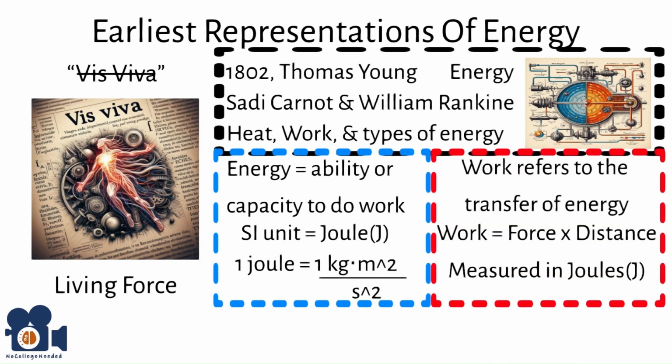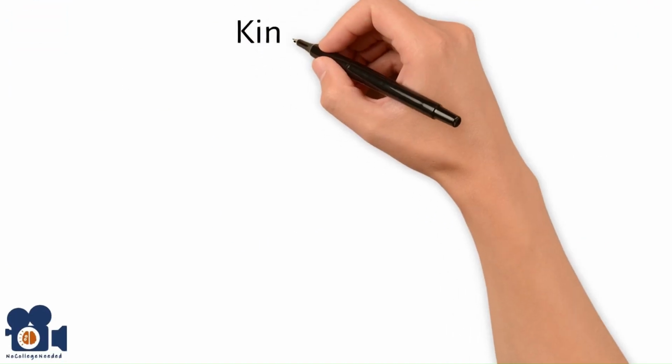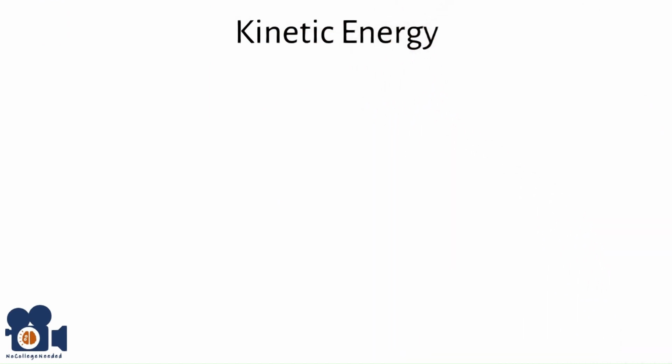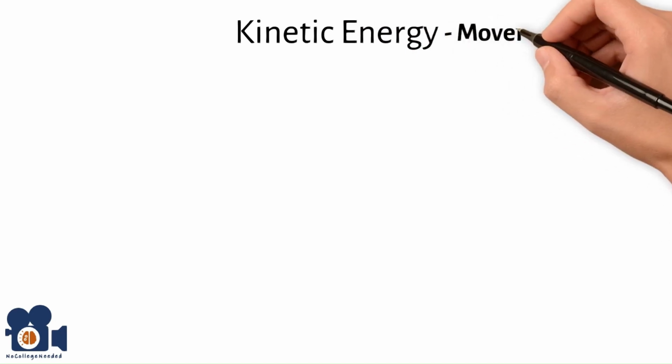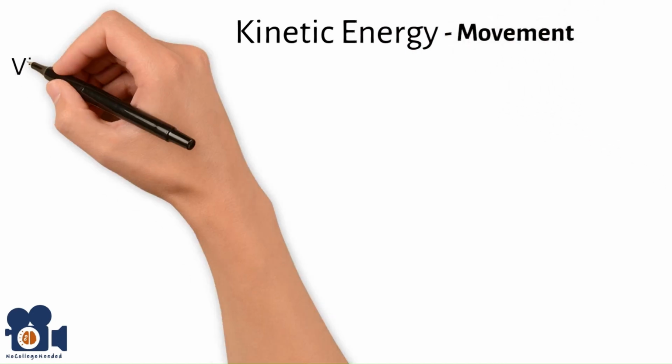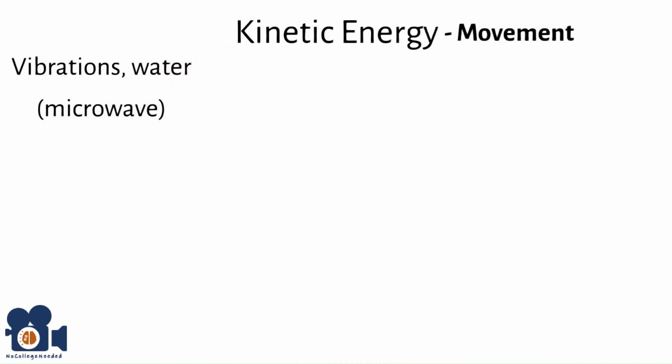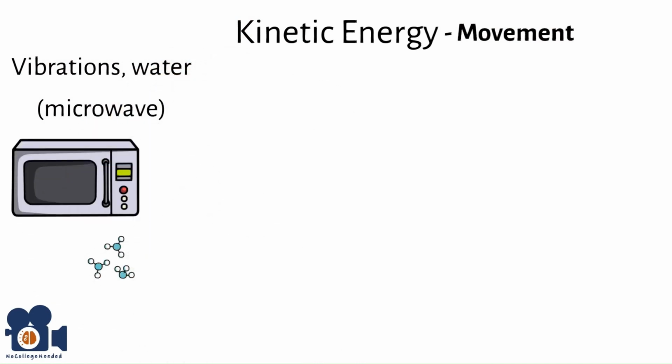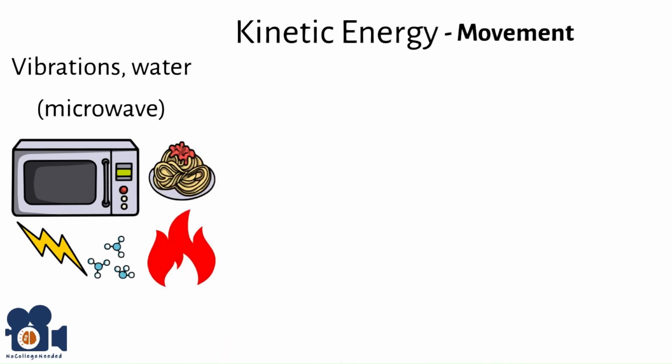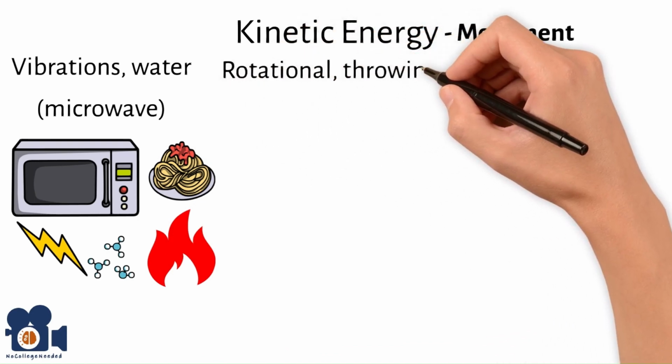The transfer of energy through work can be from either kinetic energy or potential energy. The easiest way to remember kinetic energy is by associating the term kinetic with movement. This movement can be from vibrations, such as when you heat up food in a microwave, the water molecules in the food absorb the microwaves and begin to vibrate, and then that is converted to thermal energy, which heats your food. The other is rotational movement, like a baseball being thrown.